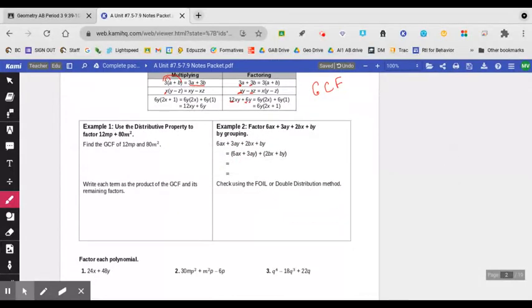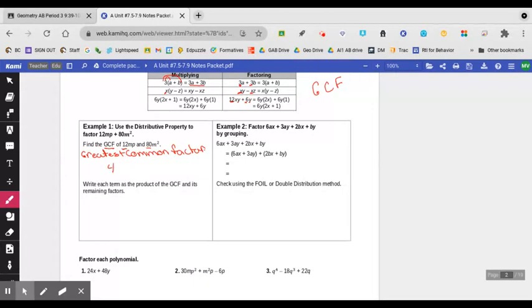So, example 1, use the distributive property to factor 12mp plus 80m squared. First we're going to look for the GCF, which stands for greatest common factor. We're looking for the largest number that goes into 12 and 80. The greatest common factor of 12 and 80 is 4.